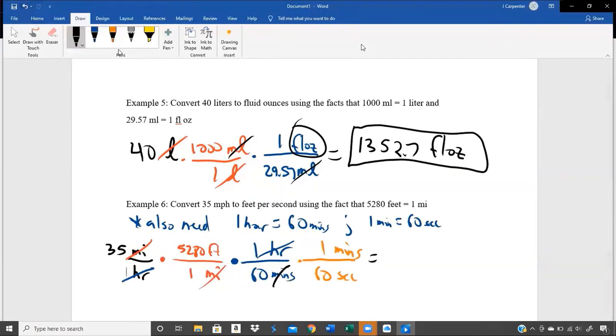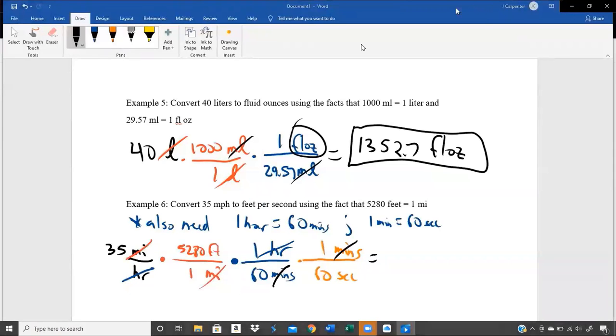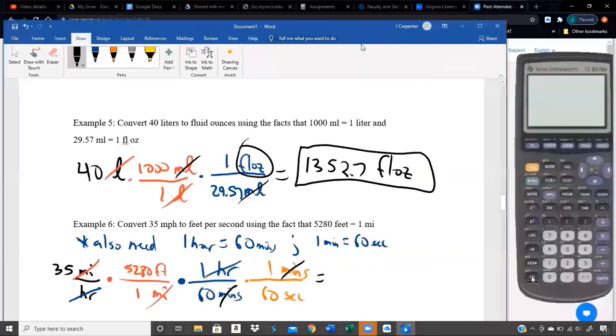So out with the old, the minutes cancel, top and bottom, show your work. Without canceling and showing your work, you might not know things cancel. All right, so now we can finally do some math. We have the 35 times the 5280. The 60 is in the bottom, so we'll divide it. The next 60 is in the bottom, so we'll divide that as well. Let's get our calculator.